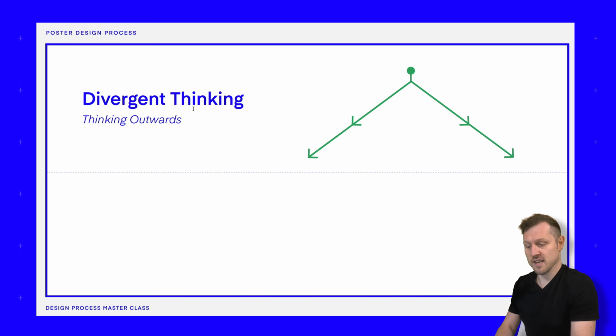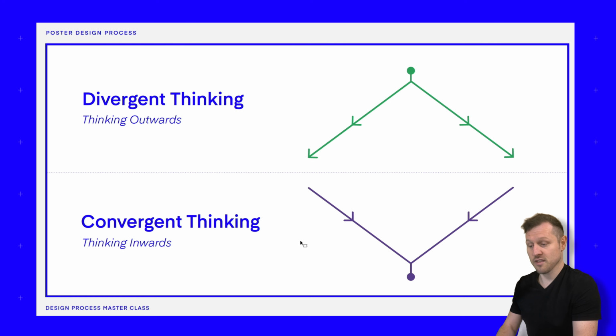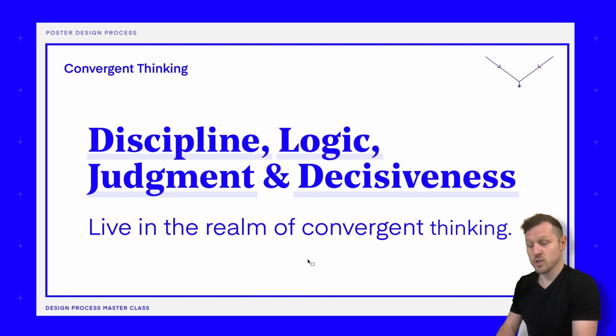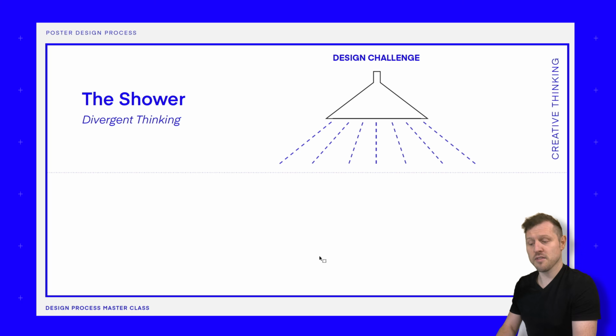So if divergent is to think outwards, well, convergent is to think inwards. Convergent thinking is to contract your opinions and narrow down possibilities. Convergent thinking is to question, challenge, criticize, and consolidate. Discipline, logic, judgment, and decisiveness live in the realm of convergent thinking. So it helps to think of divergent thinking like a shower. The more discovery you undertake, the more water, source material, is added. The more connections you make will add to the pressure to create a bigger spray of ideas, which will reach further, where ideas will become more conceptual and original.